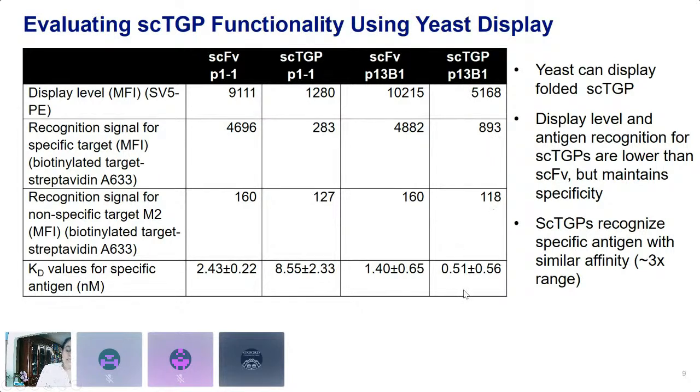And another part of the exciting result was that though the display level and the actual signal level is low, the affinity of both kinds of antibody formats is pretty close. It's about 3x range. So in conclusion, we found that we added a very nice feature to the antibody, the fluorescence, and retained all the functionality that it needs to have.